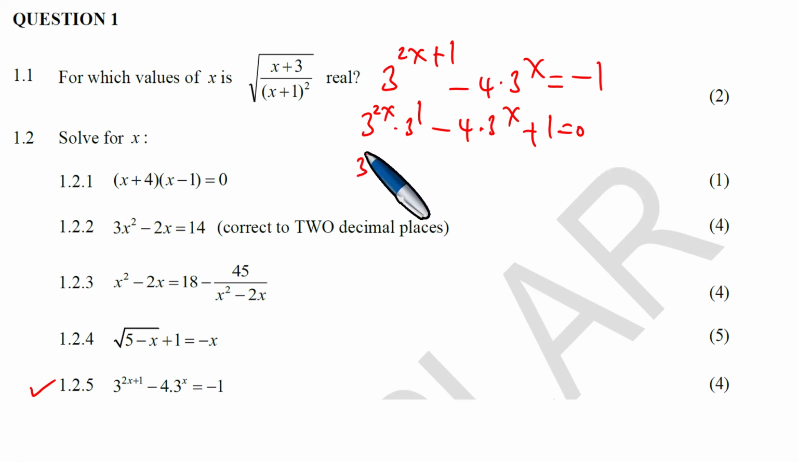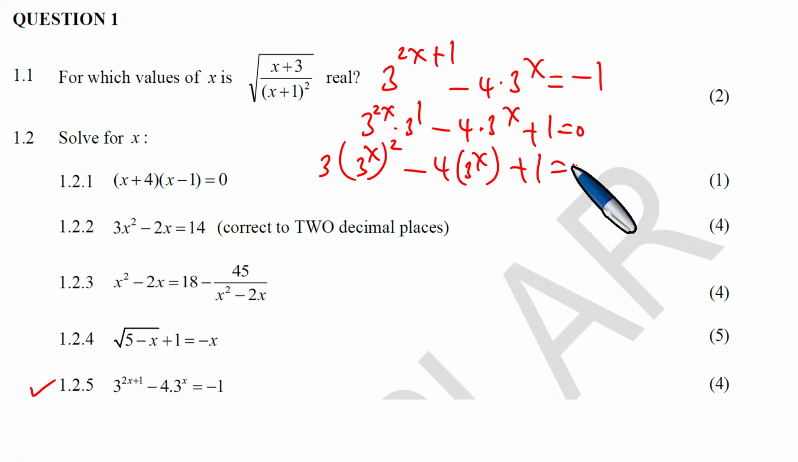Upon careful examination, we're able to see therefore that this is 3 to the power x, squared, like this, and you can put a 3 in front, minus 4, you can put a 3 to the power x in parentheses, plus 1 equals 0.